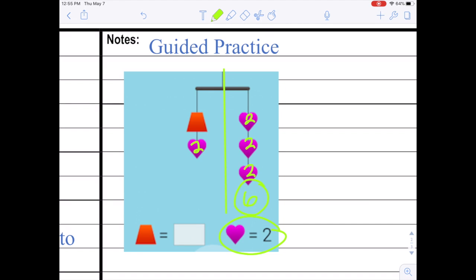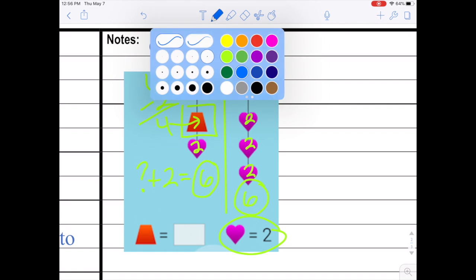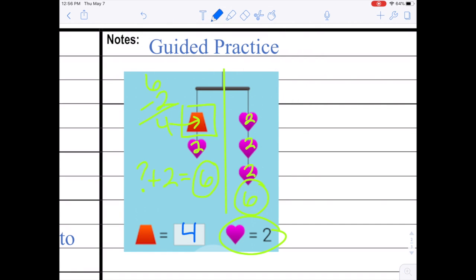On this side, I have something, question mark, plus 2, and that has to give me a total of 6. So I could take away this heart to find the remaining value for this trapezoid. So what would 6 minus 2 equal? And that would be 4. So that means my one trapezoid is worth a value of 4.